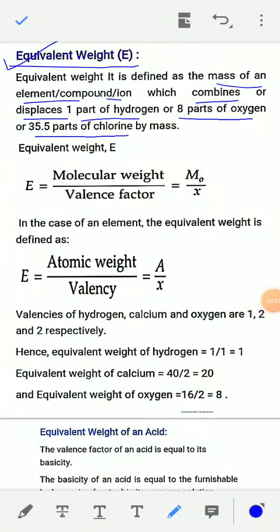Good morning students. In this video, I'll discuss equivalent weight and different types of concentration of solutions. So first you have to know what equivalent weight is.